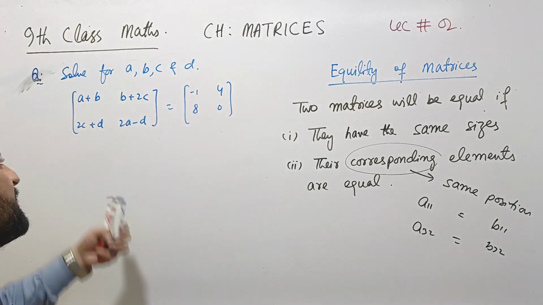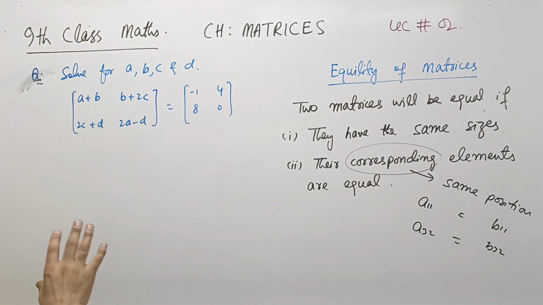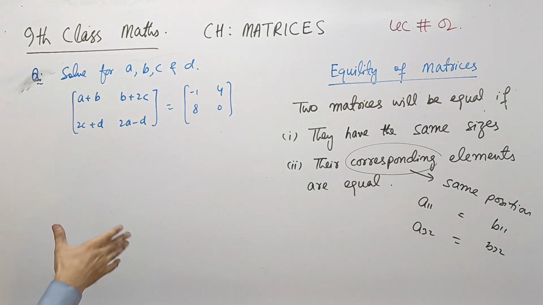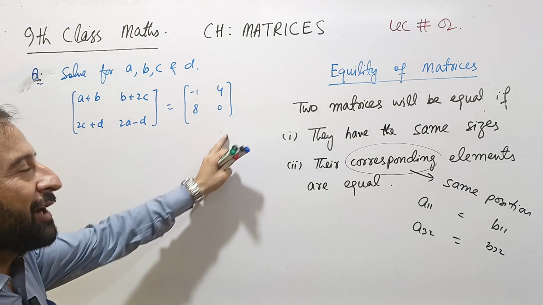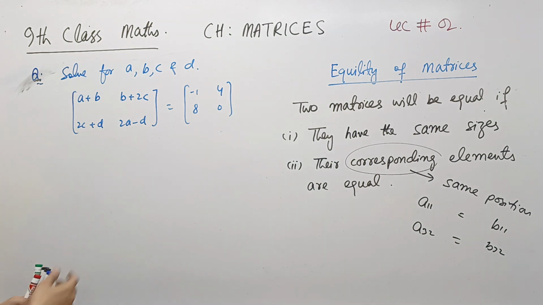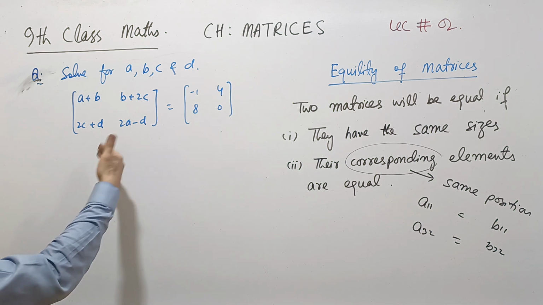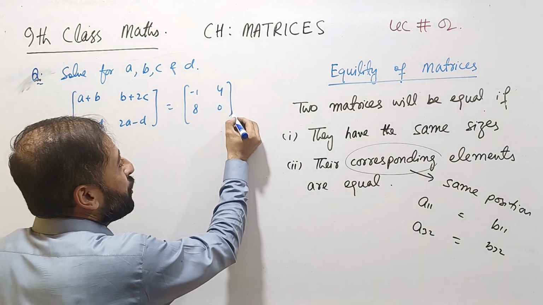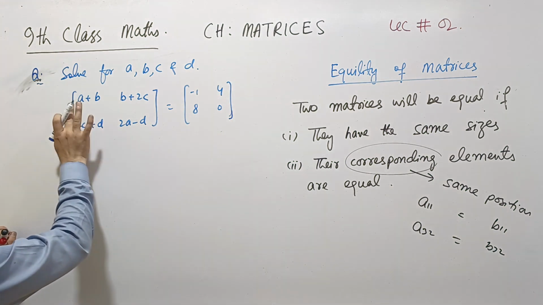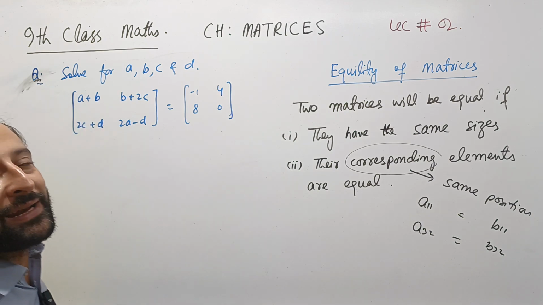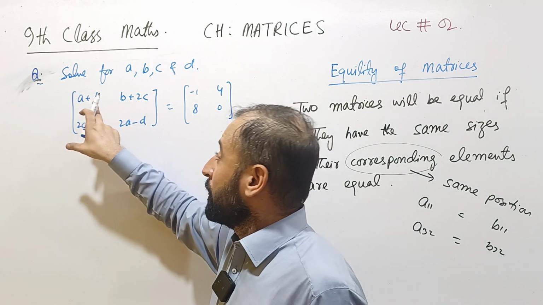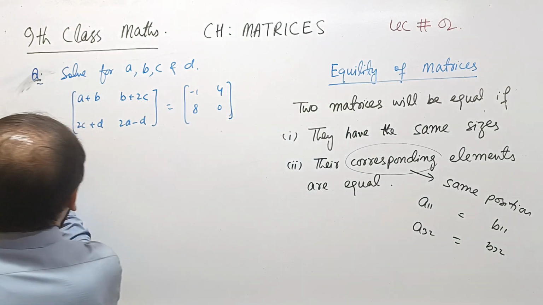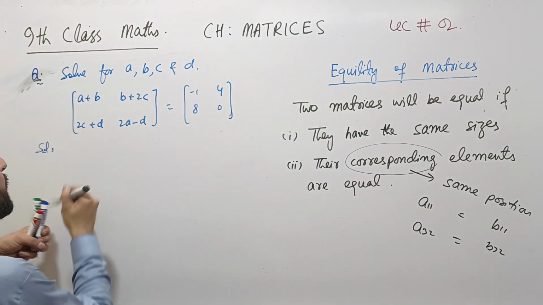All right, students, you see a simple question on the board. Solve for A, B, C, and D. Means find their values. And this is the given equation. Actually, two matrices are given. So, students, he has given you that these two matrices are equal. And you have to find their values. Now, A and B are yet to be determined. They are unknown for the time being. But we know that since they are equal matrices, compare both sides.